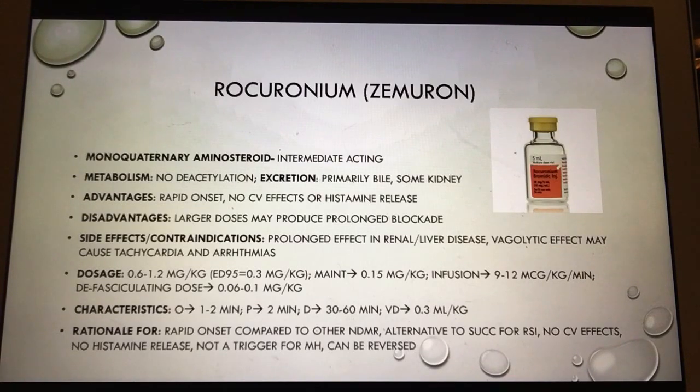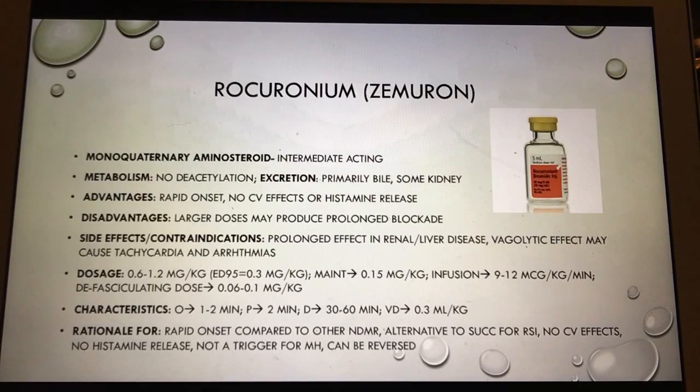The dosage is 0.6 to 1.2 milligrams per kilo. An ED95 for patients is 0.3 milligrams per kilogram. And you can use it as a defasciculating dose, like we said earlier, at 0.06 to 0.1 milligrams per kilogram. You'll see an onset of about 1 to 2 minutes with a peak of muscle blockade in 2 minutes, and it can last anywhere from 30 to 60 minutes.